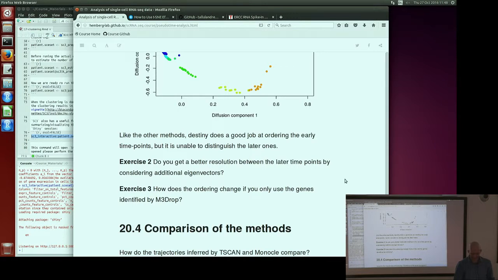I'll just touch briefly upon exercise 2 and exercise 3 here. So what happens if you look at higher diffusion components or eigenvectors using the diffusion map? Do you see anything interesting? No one saw anything interesting? Did anyone try this?